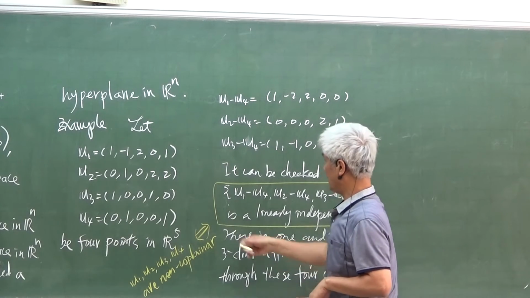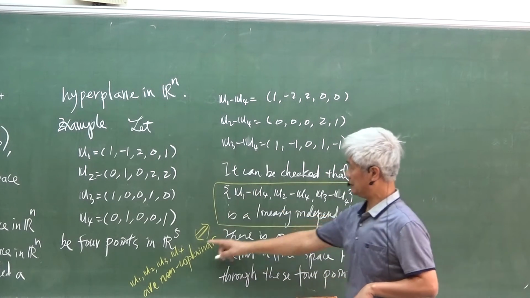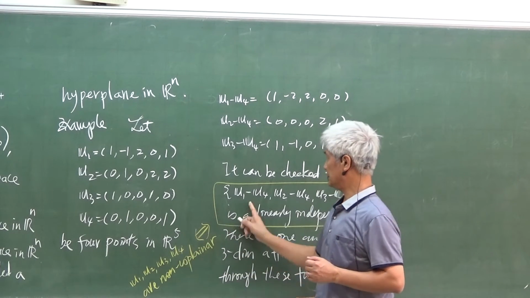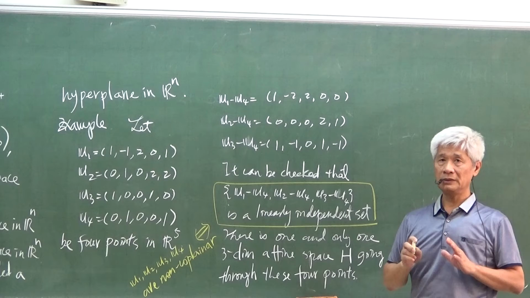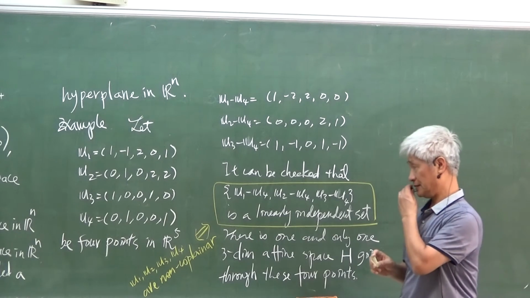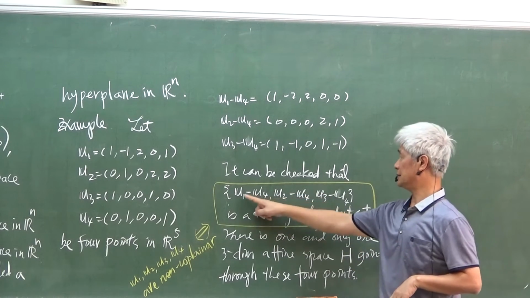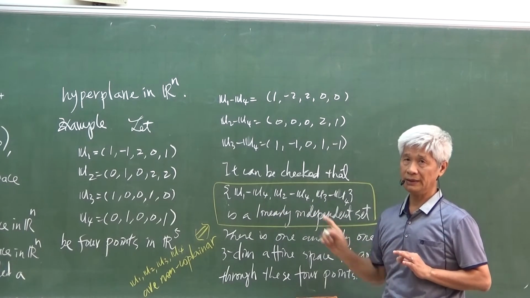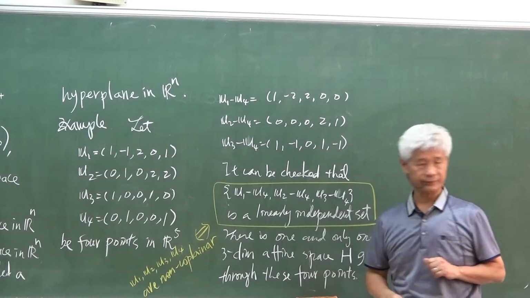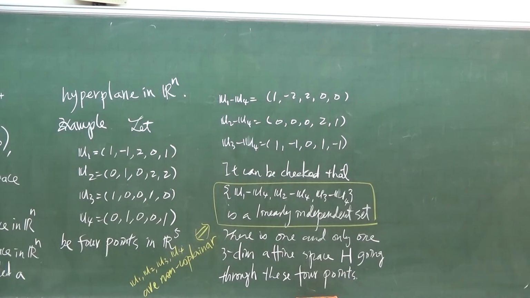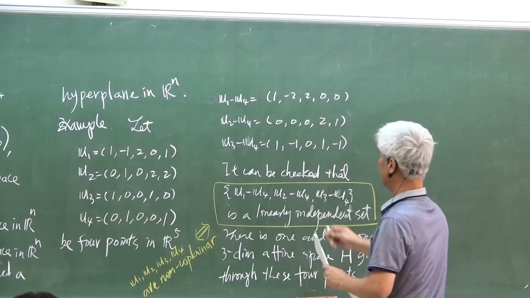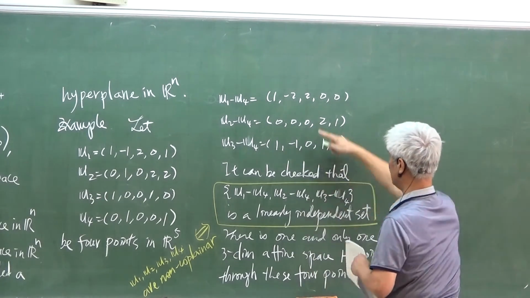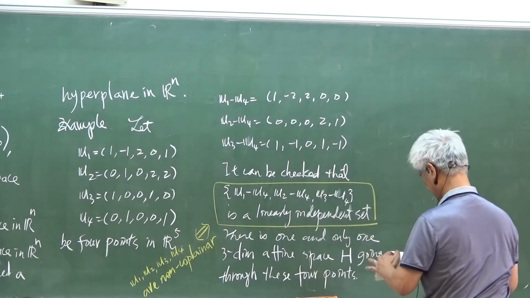Okay, so anyway, this is a geometrical statement, but we put the statement in terms of the language of linear algebra. It is saying that this set of difference vectors is linearly independent. All right, so we checked that already, right? So you can check the factor.